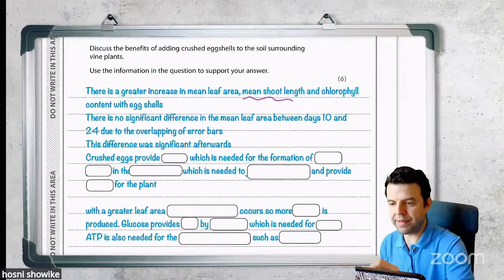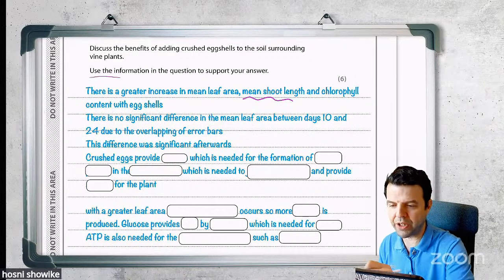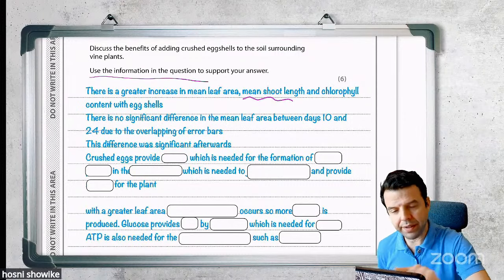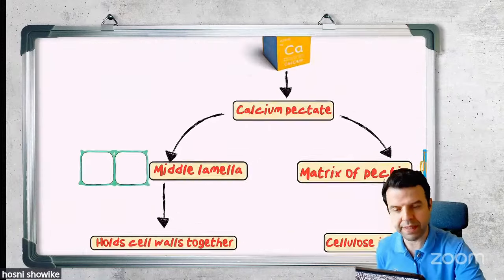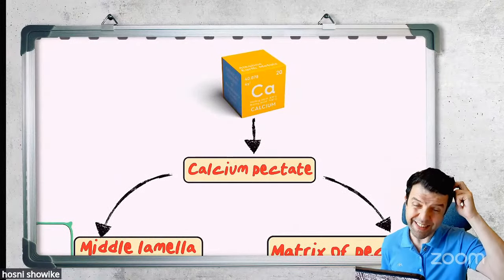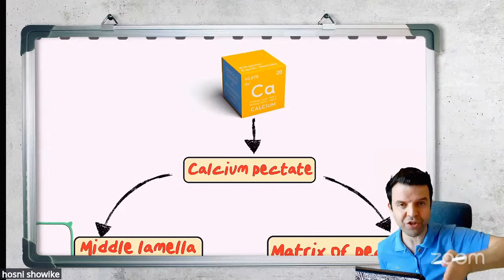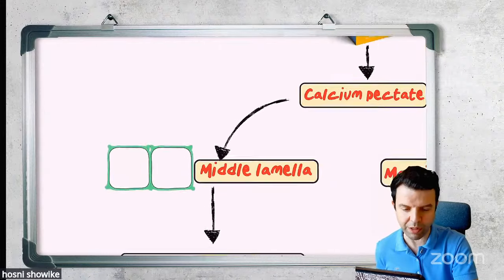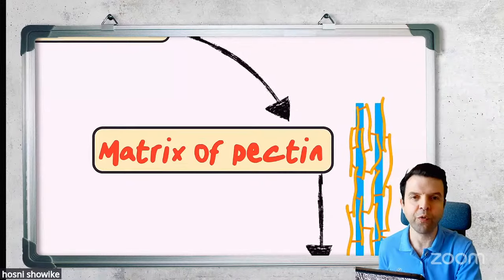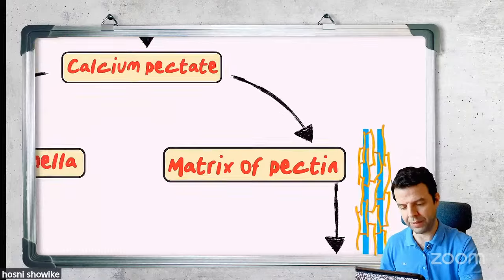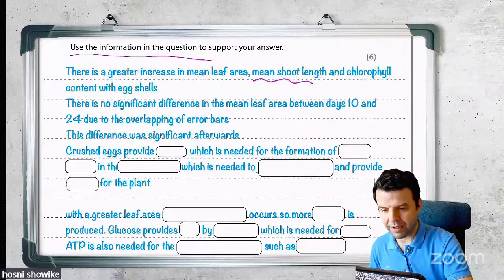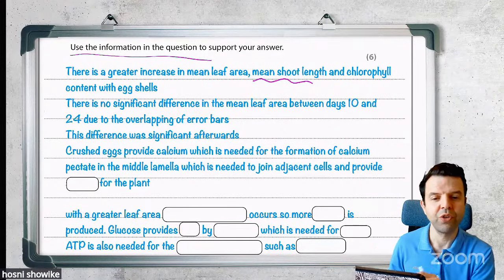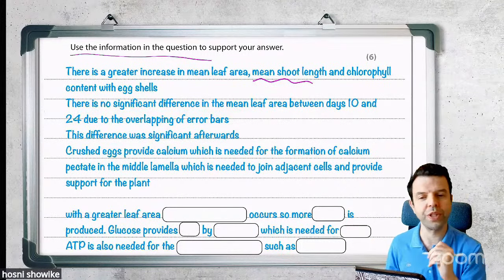Now, the question says discuss the benefits of this, using the information and your knowledge. So I need to discuss why calcium helps plants to grow. Again, it seems they took the entire exam from just a couple of pages, because it's about mineral requirements again. Calcium pectate is the foundation of the cell wall. It's necessary for making the middle lamella, the first layer of the cell wall, and it also forms a network, a matrix, to strengthen the cell wall. So I'm going to tell them this: calcium, formation of calcium pectate, the middle lamella, needed to join, to strengthen, providing support for the cell wall.